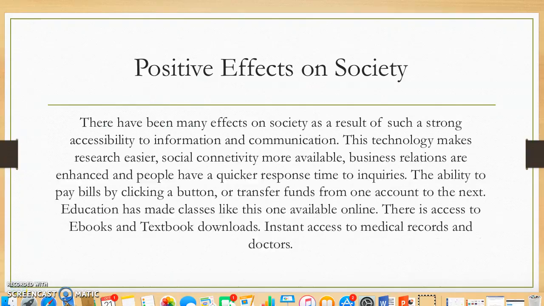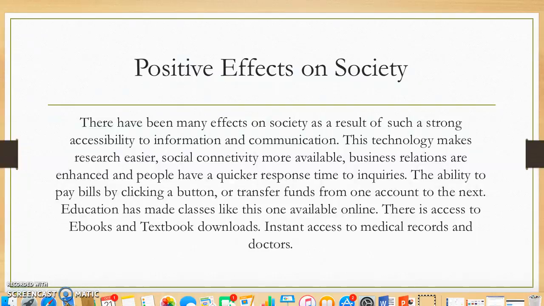There have been many positive effects on society as a result of such a strong accessibility to information and communication. This technology makes research easier, social connectivity more available, business relations are enhanced, and people have a quicker response time to inquiries. The ability to pay bills by clicking a button or transfer funds from one account to the next.